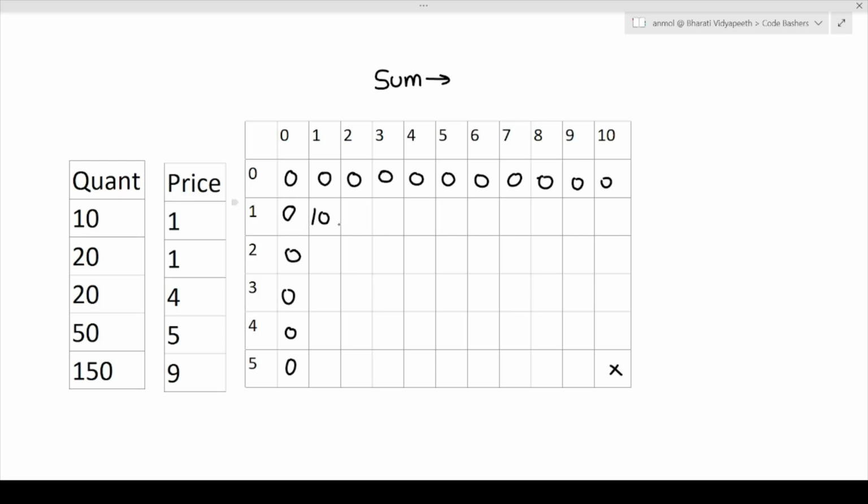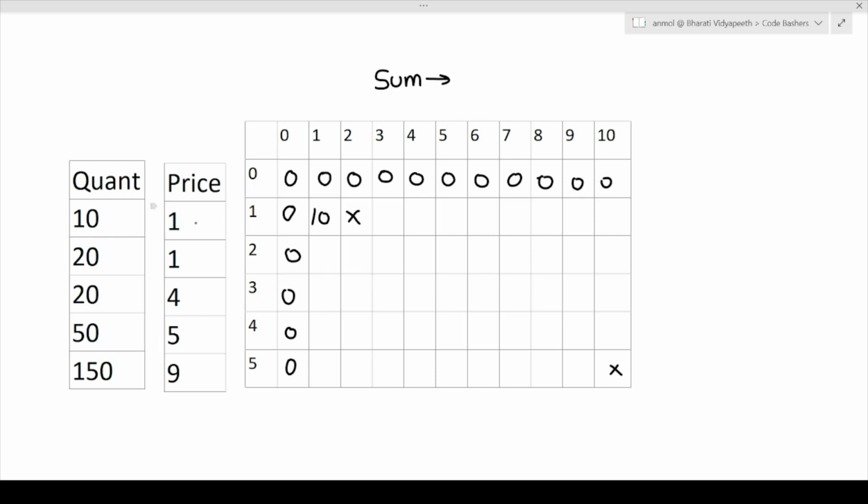Now again, I have told you that we will be filling row by row. First of all this row. What does this cell represent? This cell represents that we have 2 rupees with us, but one item available to us. So what is that one item? This one is the first item.